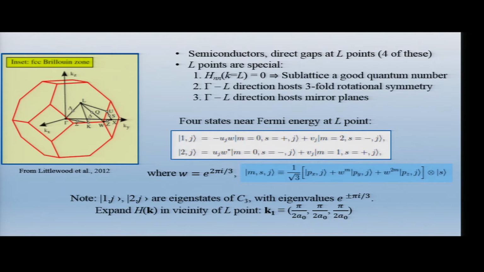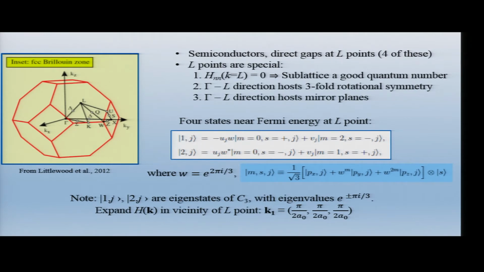For example, when you set the k value equal to what it should be at one of the L points, you find that the nearest neighbor hopping Hamiltonian actually vanishes, which means the Hamiltonian breaks up into two separate blocks, two 6x6 blocks with well-defined sublattice index.